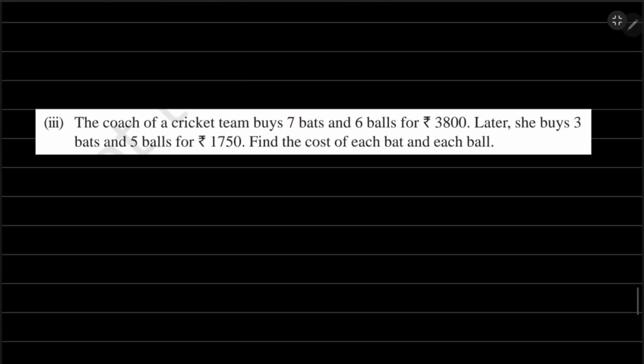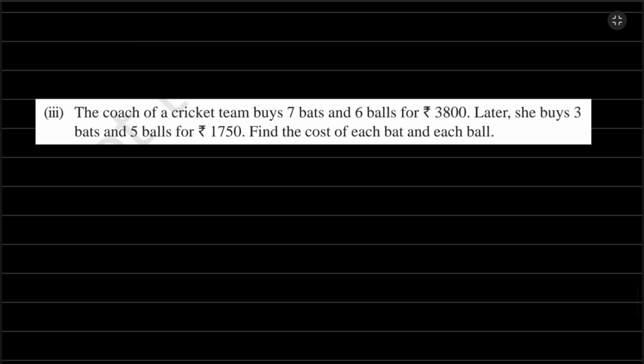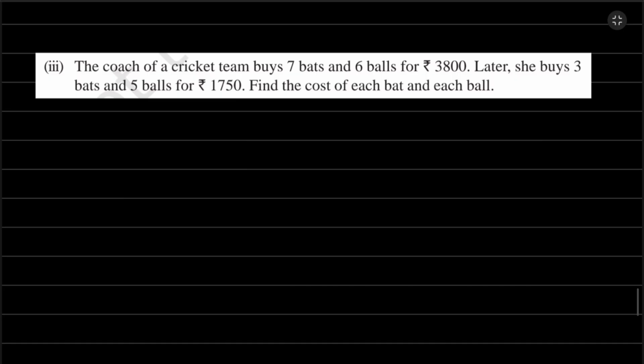So here is the next question. The coach of a cricket team buys 7 bats and 6 balls for rupees 3,800. Later, she buys 3 bats and 5 balls for rupees 1,750. Find the cost of each bat and each ball. Whatever you are asked to find, you can take that as x and y respectively.